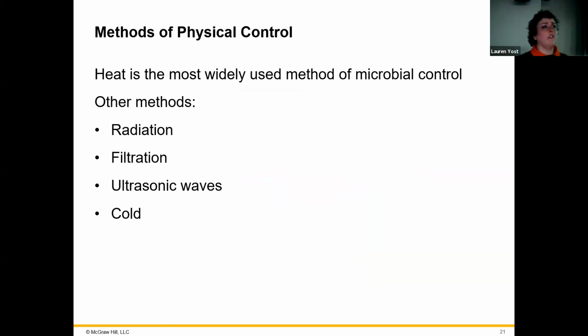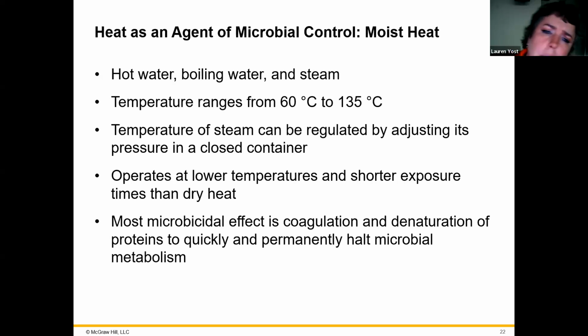Let's get into our physical control methods. Heat is obviously the most widely used one. It's actually the reason for making sure that your food is cooked thoroughly and things like that. So heat is the most widely used. We also have radiation, filtration, the possibility of ultrasonic waves, which we won't really talk about in this chapter, and then cold. Osmotic pressure is another one.